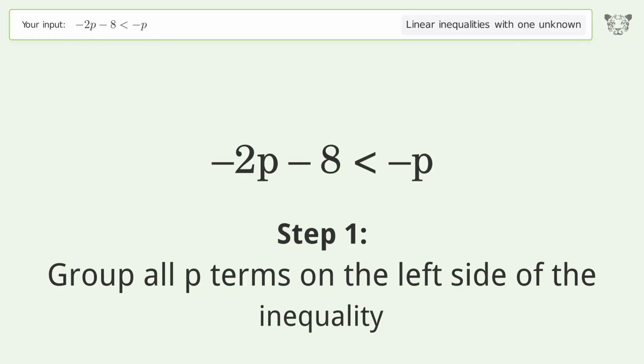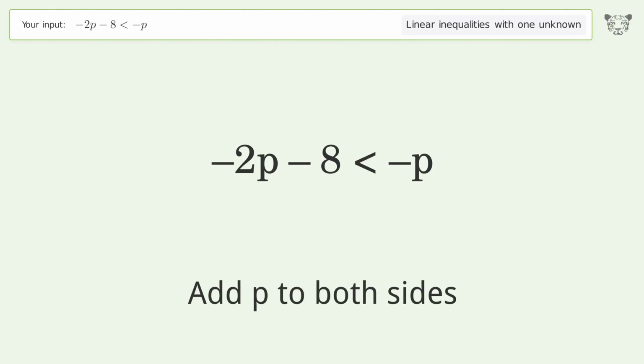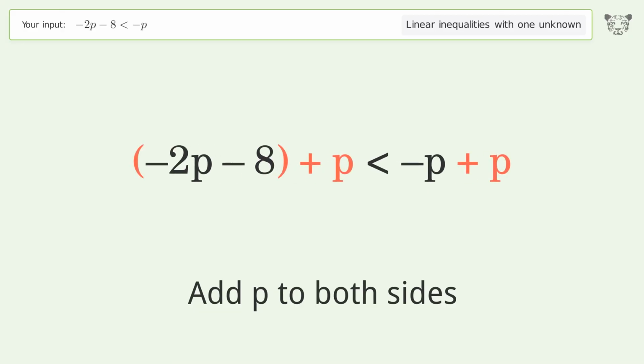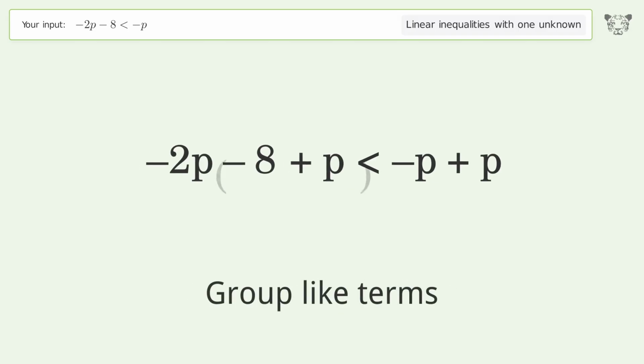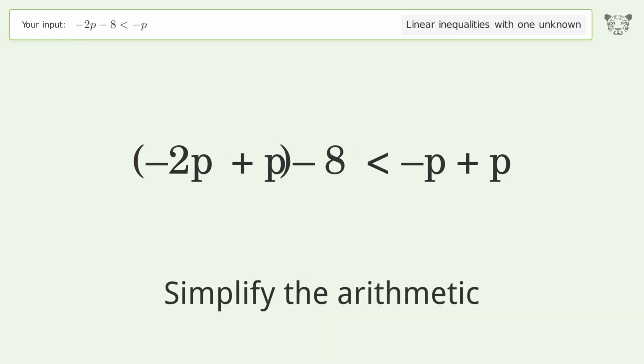Group all p terms on the left side of the inequality. Add p to both sides. Group like terms. Simplify the arithmetic.